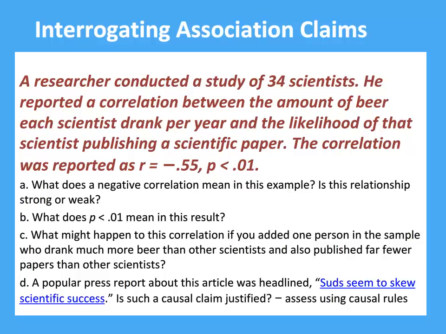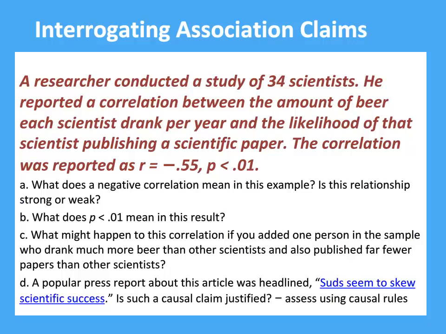All right, hopefully you've had a few minutes to answer question A. What does a negative correlation mean in this example, and is this relationship strong or weak? So let's go over the first one. What does a negative correlation mean in this example? It means the more beer a scientist drinks, the less likely they are to publish. As one is high, the other is low. And we could say the opposite is true as well. So scientists are more likely to publish the less beer they drink.